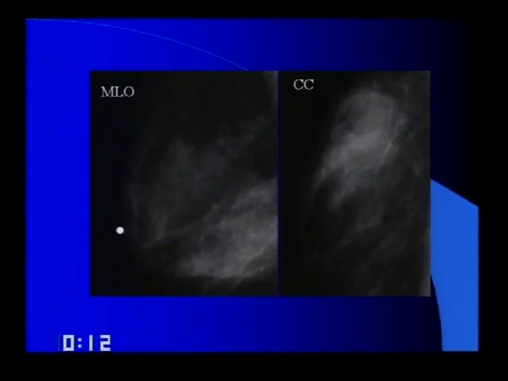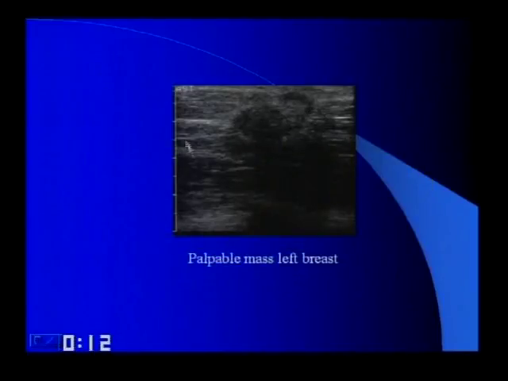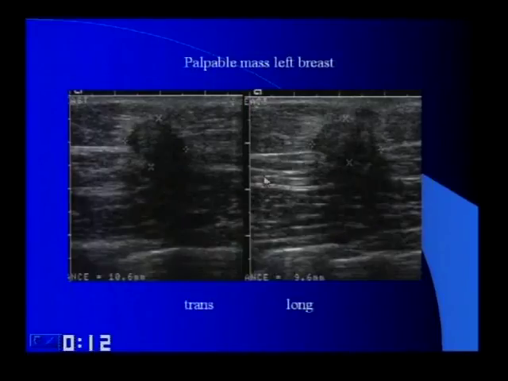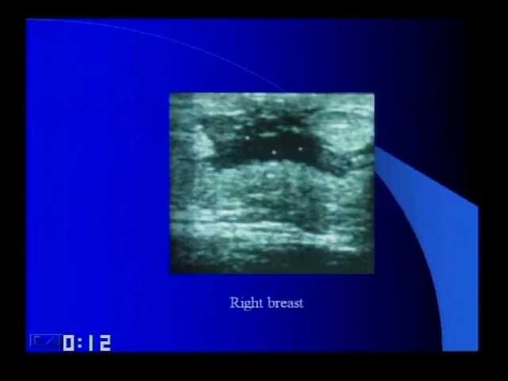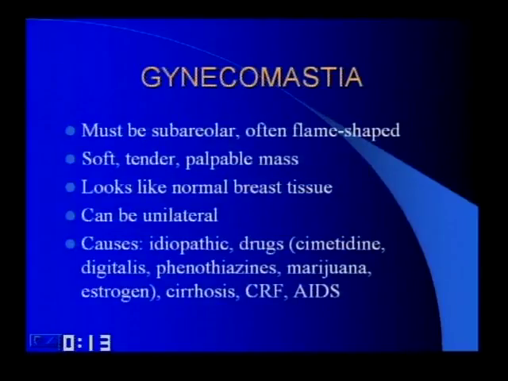We did do an ultrasound. This is the palpable mass on the left. Again, it looks like a cancer in a female. There's some acoustic shadowing. It's hypoechoic. There are angular margins here, all going along with breast cancer. This is the right breast, and this is a typical appearance of gynecomastia on ultrasound right behind the nipple. You get this disc-like shape, this flamed area of normal breast parenchyma that can be hypoechoic, and it shouldn't be confused with a retroareolar mass. So this was gynecomastia on the right.